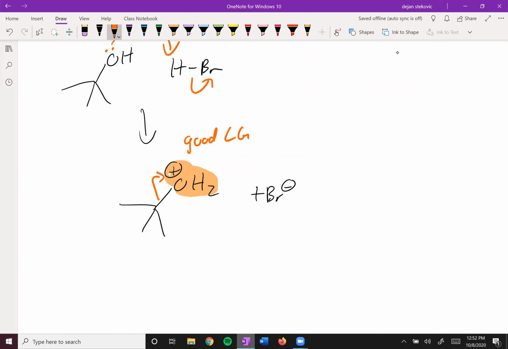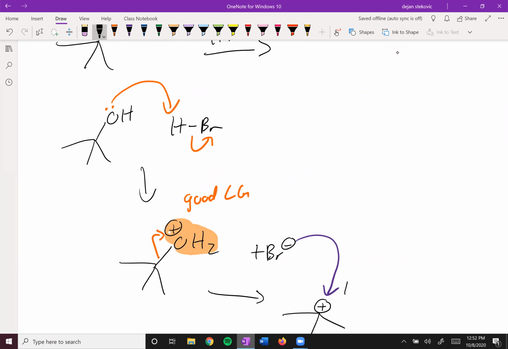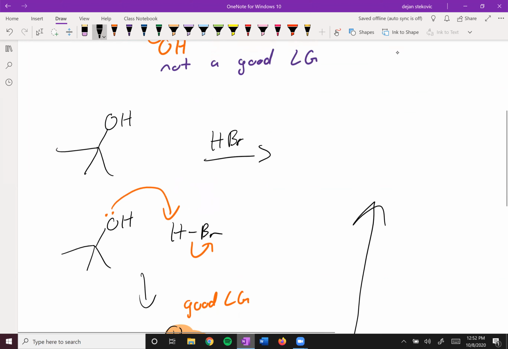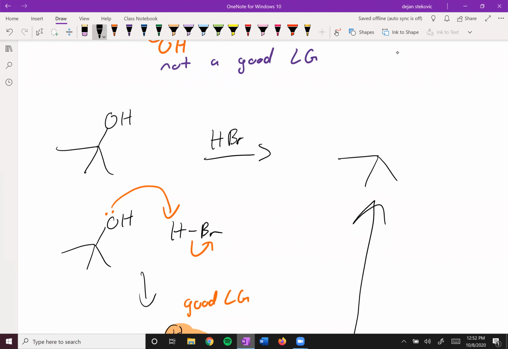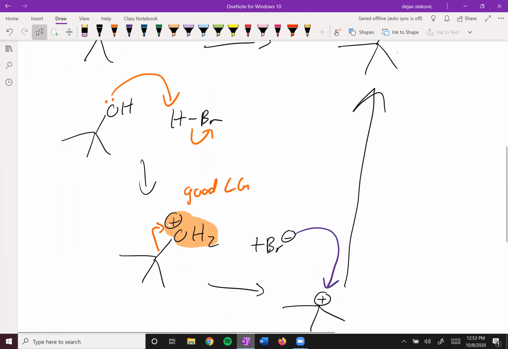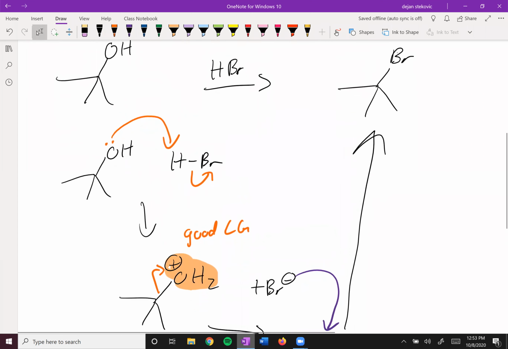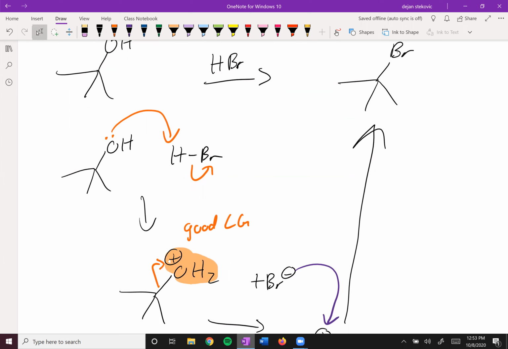And so this group can go ahead and leave to form our carbocation intermediate. And then our bromine can act as a nucleophile to substitute in, to change to our Br. So we can see how this is essentially an SN1 mechanism to get to our Br.